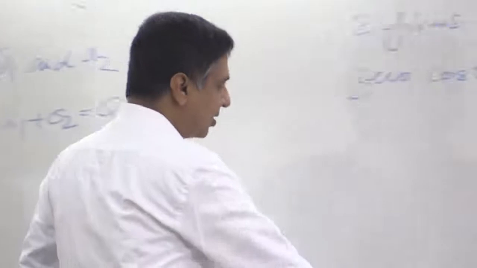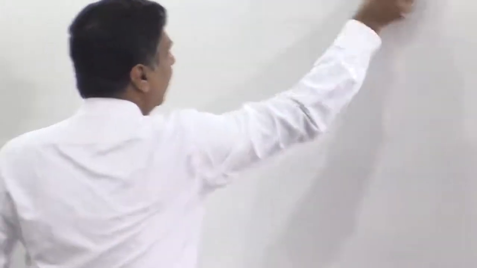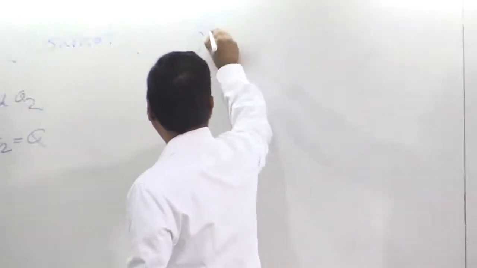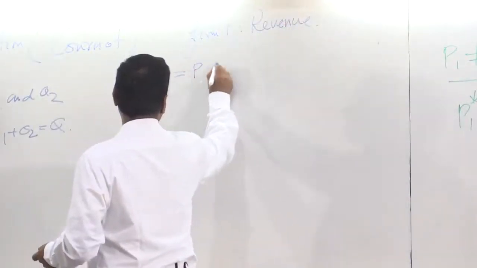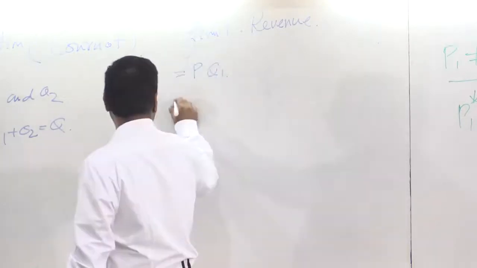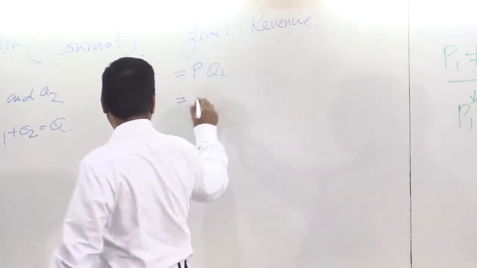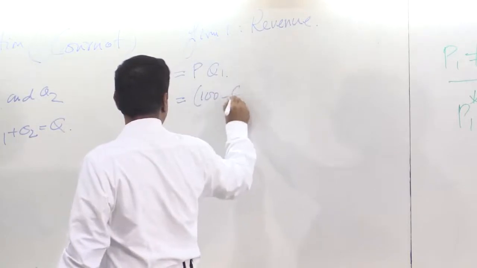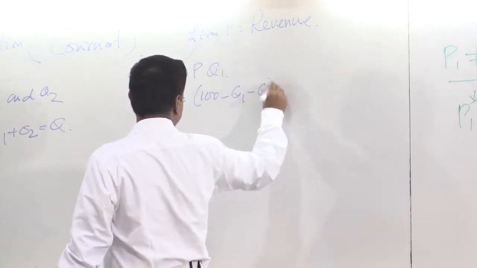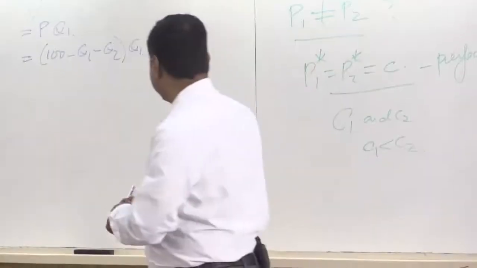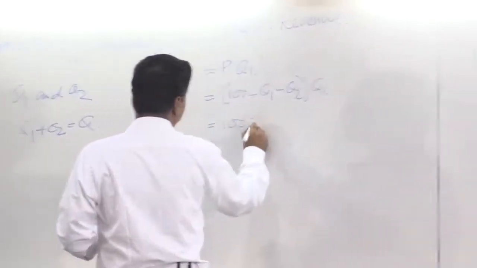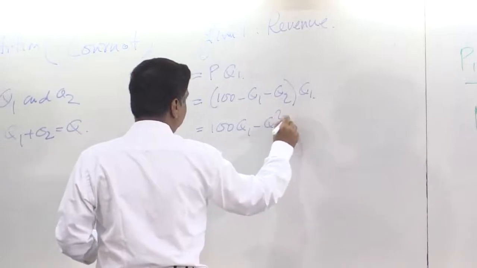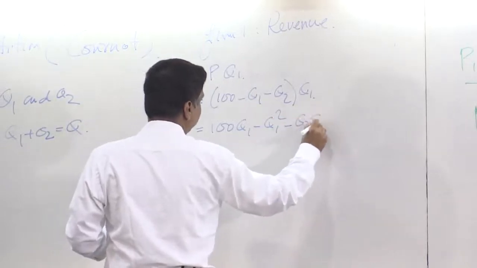So, now let us see how the firms are going to behave. Firm 1 revenue is equal to P times Q1. So, I can write this as P is equal to 100 minus Q1 minus Q2, times Q1. Then let me expand this, it will become 100 Q1 minus Q1 square minus Q2 Q1.